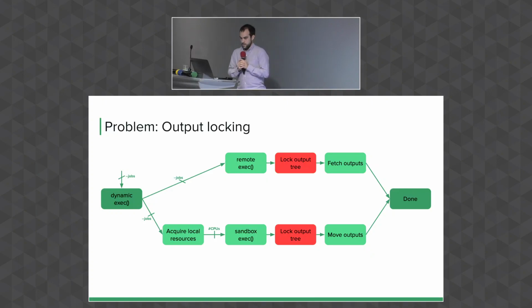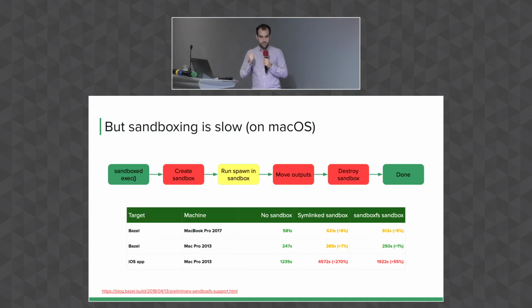That sounds great. But as you may have heard me say in many other places, sandboxing is slow, especially on Mac. I took these numbers from a previous blog post that we had in the Bazel blog. And you can see the red boxes are essentially what kills performance in the sandbox, at least for macOS. Creating the sandbox is very slow. Moving the outputs should actually have been green, but whatever. And destroying the sandbox is actually more costly than creating the sandbox itself.